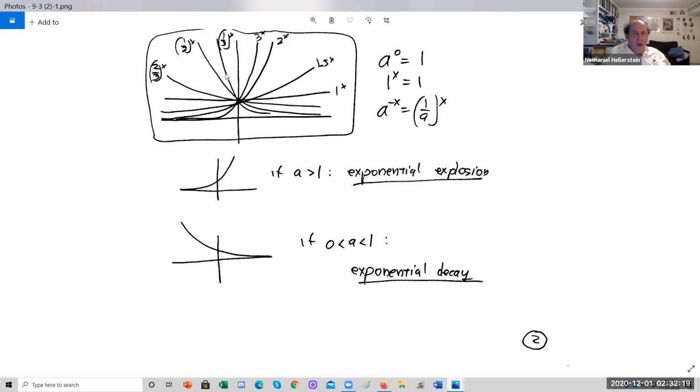So here's this shape. I call this the peacock's tail. So a bigger than 1, it starts small, grows big. A between 0 and 1, it starts big and goes small. All go through 0 by 1.